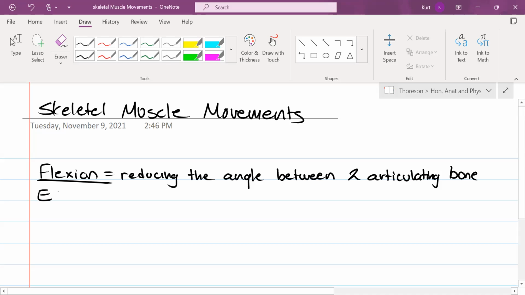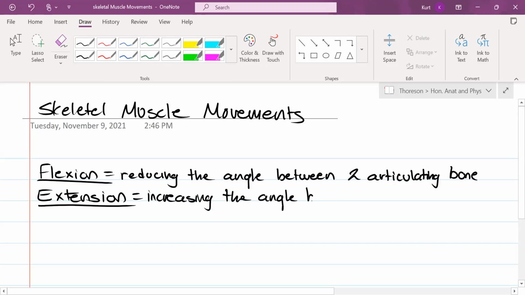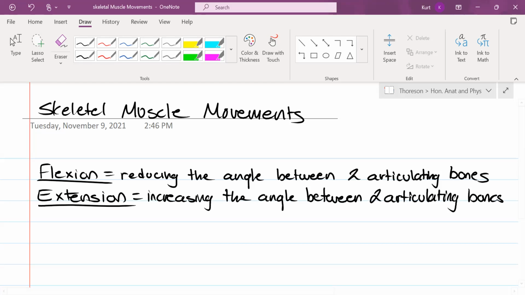The opposite of flexion is extension. You are increasing the angle between two articulating bones. So what muscle in your upper arm is responsible for extending? Triceps. You have forearm muscles that are called extensors. You have a lot of them. They're annoying to learn. They make your fingers stick out, like mine are.